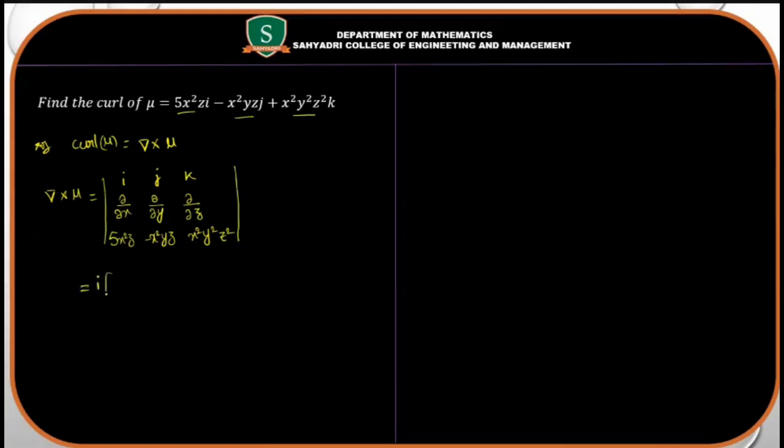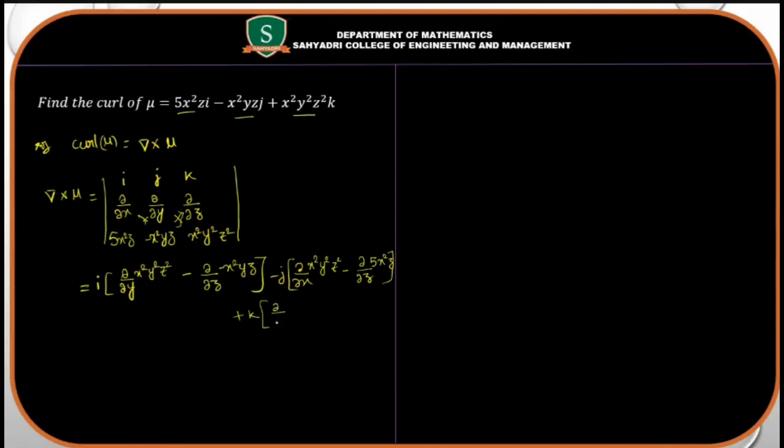So this one is equal to i into, first you have to apply it like this, the way you apply a determinant. That means dou y of x square y square z square minus dou z of minus x square yz. Next, minus j into dou x of x square y square z square minus dou z of 5x square z, plus k into dou x of minus x square yz minus dou y of 5x square z.